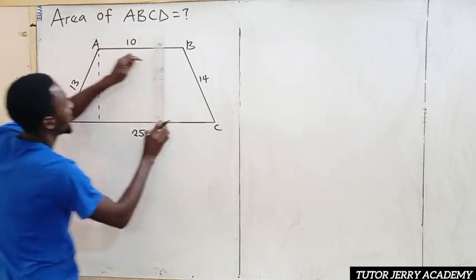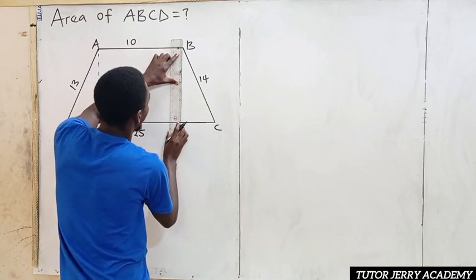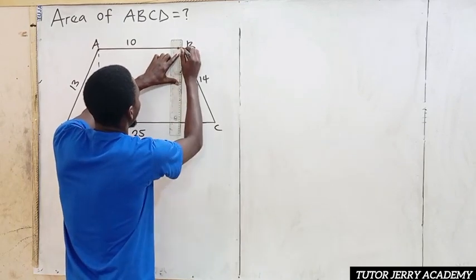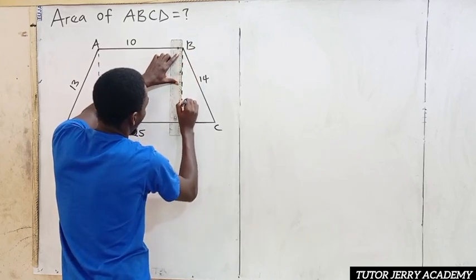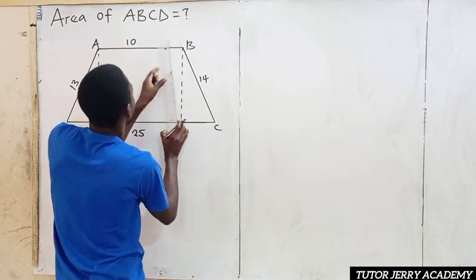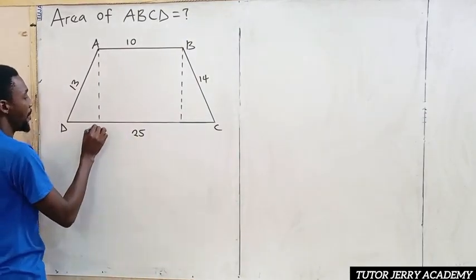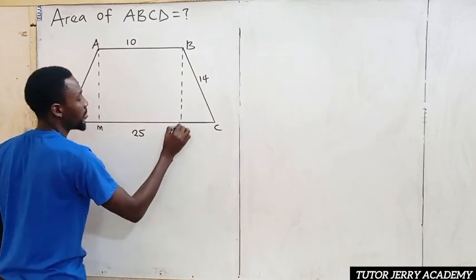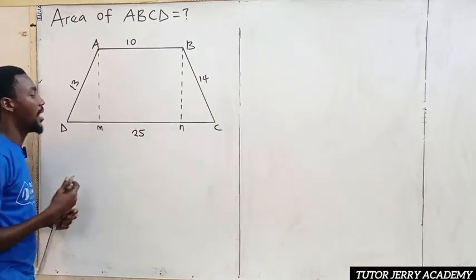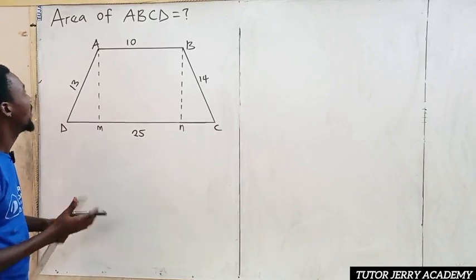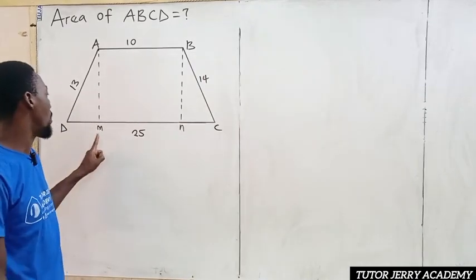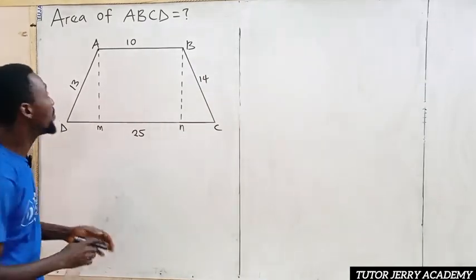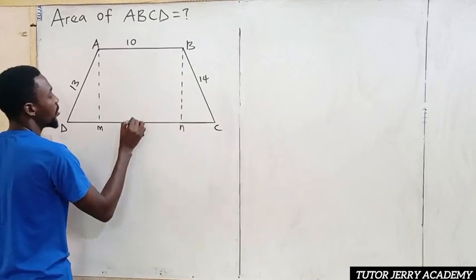All right, so let's call this place M, and let's call this place N. Now don't forget that AB will be equal to MN. So it means that MN is going to be 10 now.